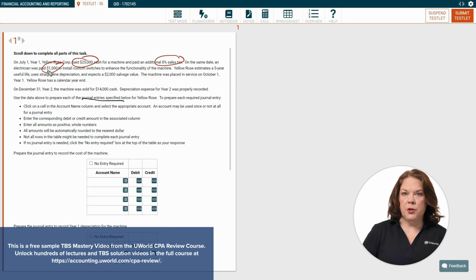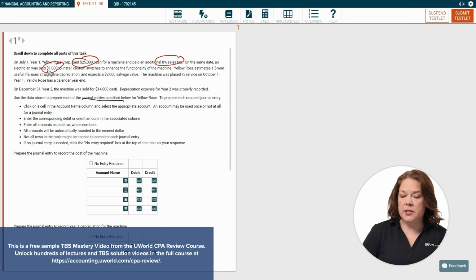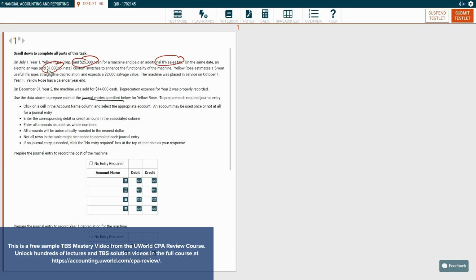So what do we need to do? Let's look at our instructions. We're going to click a cell, select our account name. We're going to enter debits and credits. We're entering everything as positive amounts, and it's going to round, so we want to be in whole numbers. And it's telling us we may not need all of the rows. And if there's no journal entry needed, make sure that you're clicking that no entry required button.